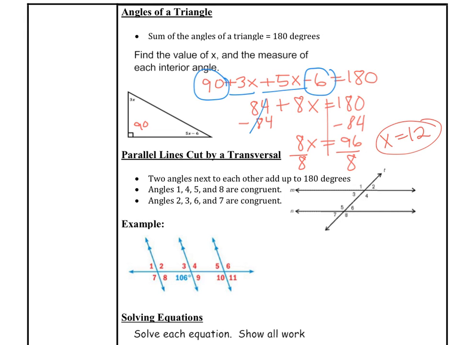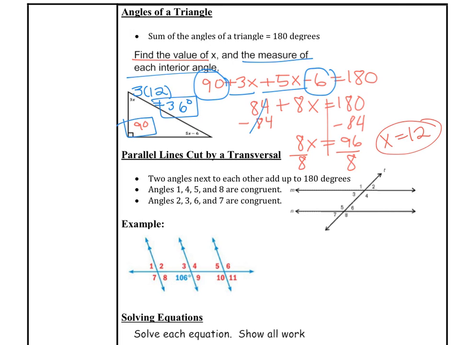Okay, but we're not done. It asks us to find the value of x and the measure of each interior angle. So now we have to take x equals 12 and plug it back in. Well, we already know that this guy is 90 degrees, so that one is done. But let's do the one in the top corner. I have 3x, so instead of writing x, I'll put a 12. So it's going to be 3 times 12, and I know that 3 times 12 is 36. So in the top corner of this triangle, I get 36 degrees.